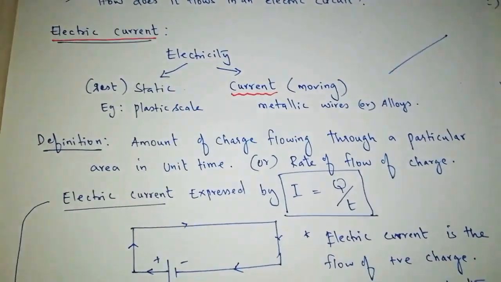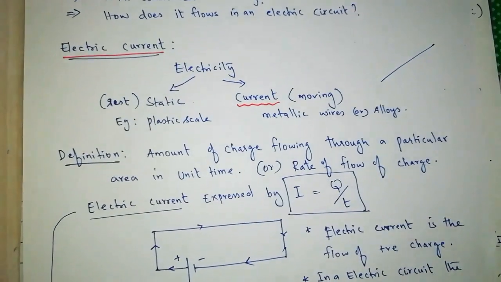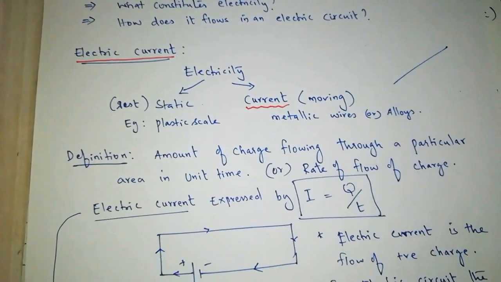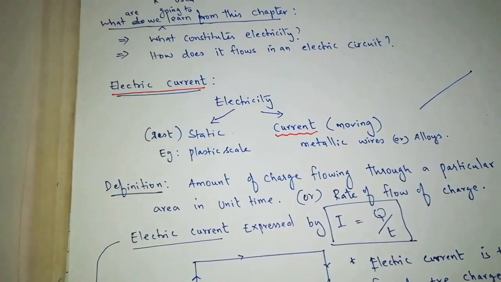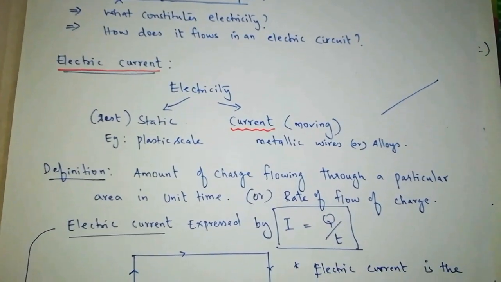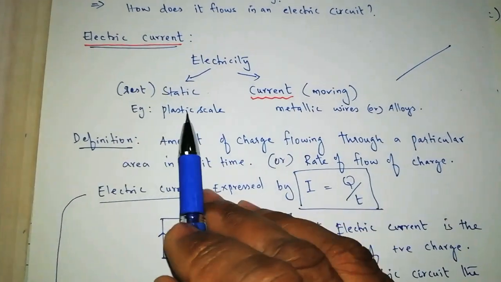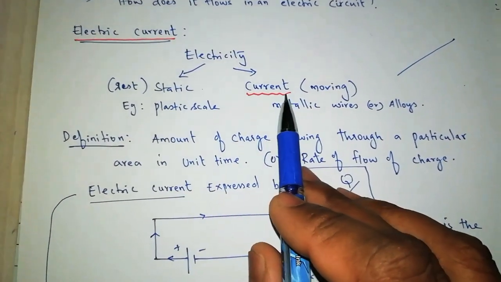First of all, we move on to what is electric current. Electric current. So when we are talking about electric current, or when we are talking about electricity itself, there are two different types of electricity we are looking at. Now, one is static electricity, another is current.